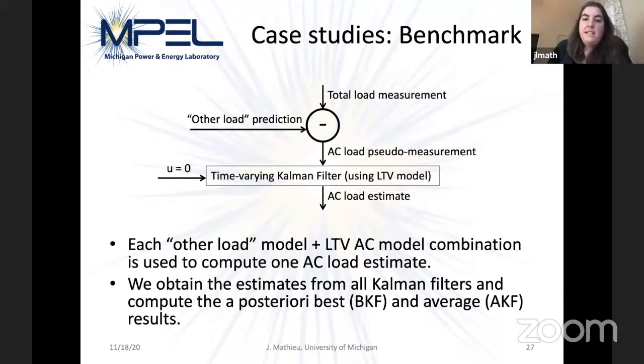So the basic idea here is this total load is what we're measuring for the feeder. We predict the other loads so that we get an air conditioner, what we call pseudo measurement. So this is what we're actually after, the air conditioner aggregate load. And we're getting that by just subtracting our prediction of the other load from the measurement. We feed that into a Kalman filter, and then we get an estimate of the load. We do that as a benchmark because, again, a controls engineer would have immediately gone to trying to use a Kalman filter to solve this type of problem. We thought we should benchmark against it.